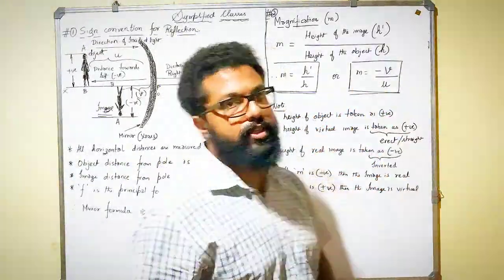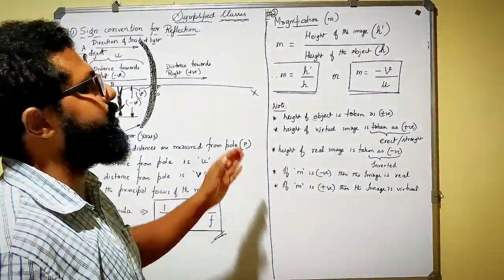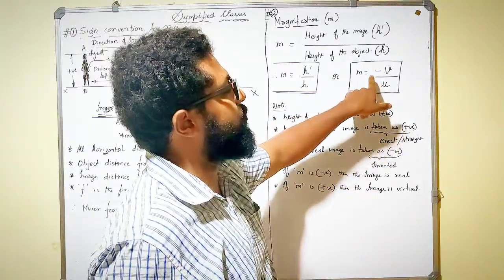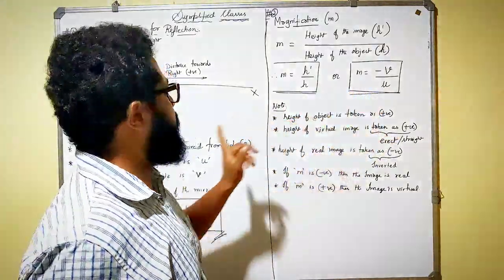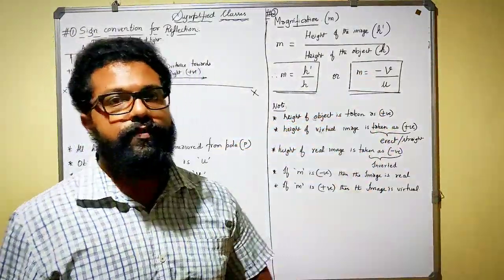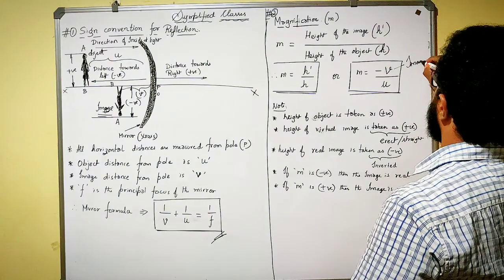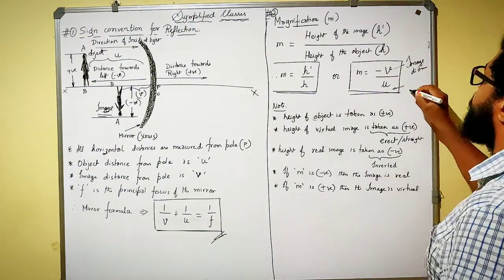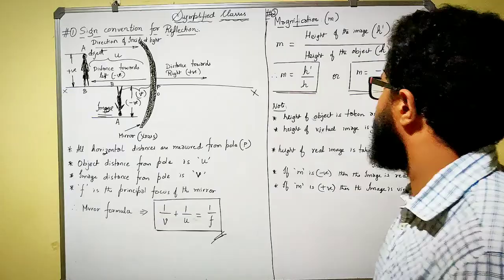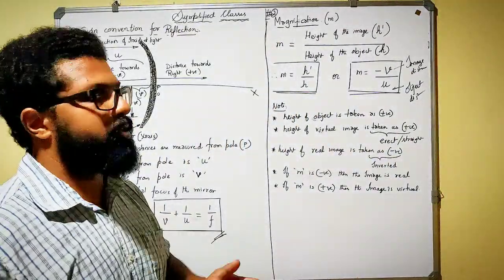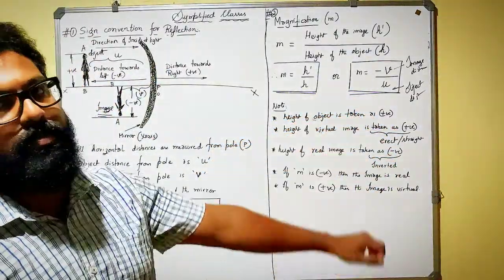Or I have another formula which deals with the distance. Previously it dealt with the height. Right now we can deal with the distance as well, which means magnification is equal to minus of the image distance to the object distance from the pole, that is minus v by u. So this is nothing but my image distance, and this is nothing but my object distance. So the negative ratio of the image distance to the object distance is also magnification. So there are two formulas which deal with magnification. One is h dash by h and the other is minus v by u.